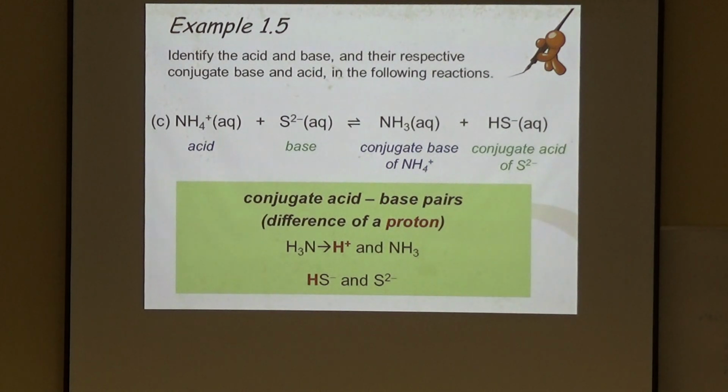So the key thing is that the pattern that you should recognize is this. The conjugate acid-base pair differ by one proton. So the proton can pass back and forth between the two. That's how you decide which is the acid, which is the base.